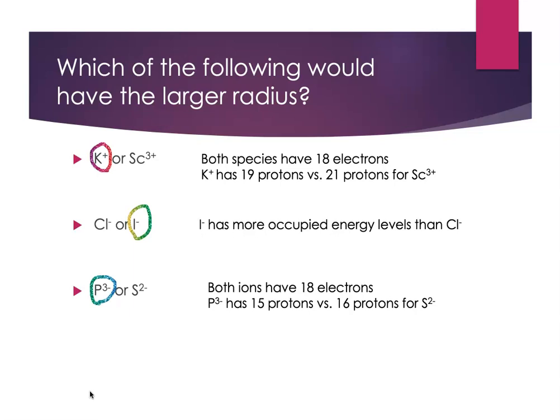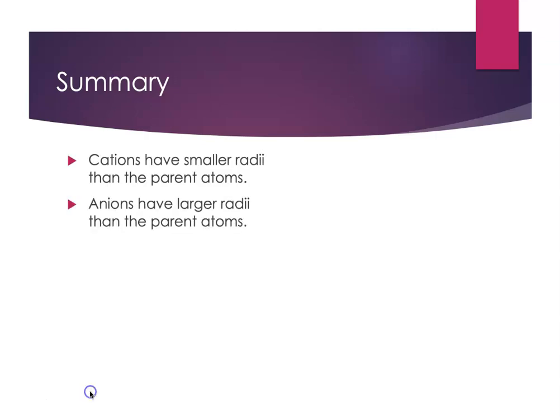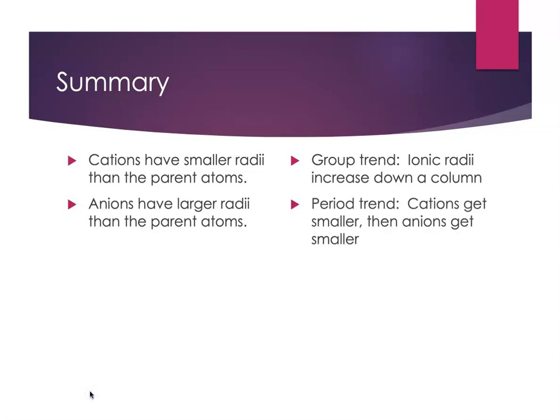Okay, I think we're ready to wrap this up. Let's do a quick summary before we go. Cations have smaller radii than the parent atoms. Anions have larger radii than the parent atoms. Ionic radii increase as you go down a column, but as you go from left to right across the period, the cations get smaller, and then we have a big jump, and then the anions get smaller.